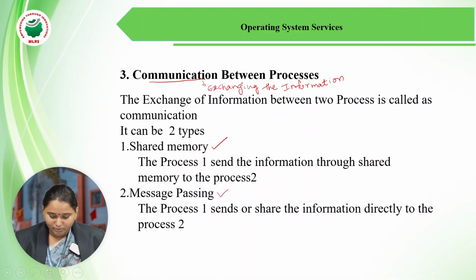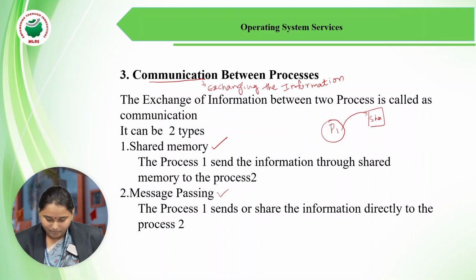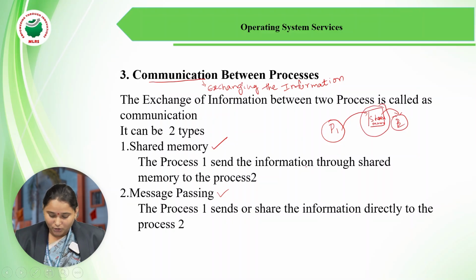message passing. In shared memory, here P1 is there. Process 1 sends a message to shared memory, and whatever message we have to send can be sent through the shared memory to P2. Here, two processes are there. One process sends a request and the shared memory passes it to the other process. Here, the mediator is the shared memory. Through the shared memory only, message sending takes place.